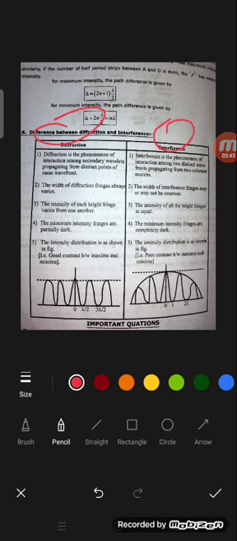So this is the complete view of the unit 3 syllabus, that is the diffraction pattern. So prepare well for the exams.